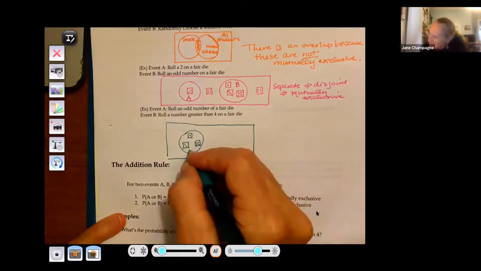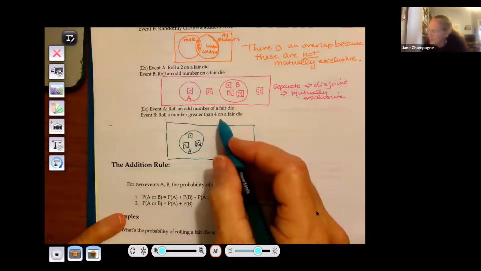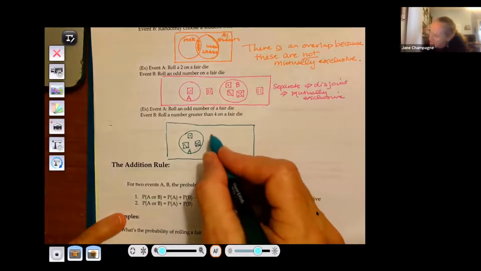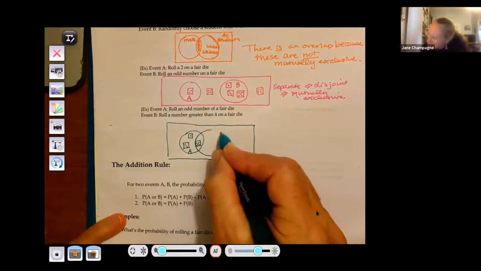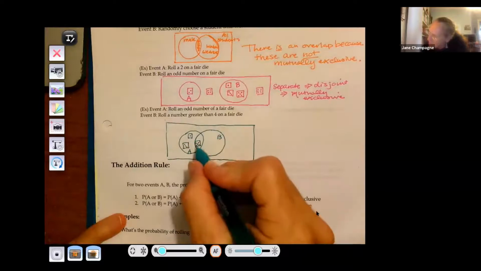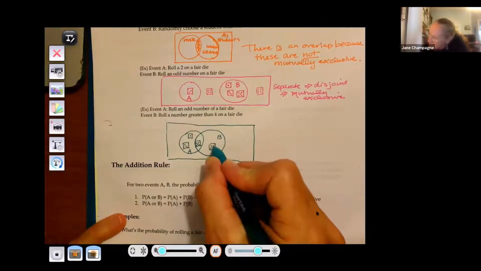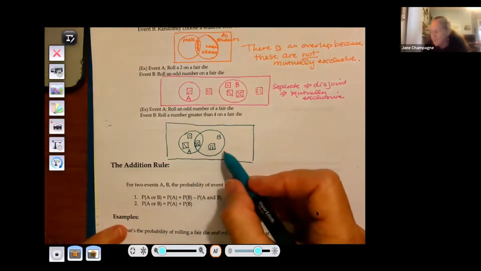All right, so there's event A. B is rolling a number greater than 4. So greater than 4 is going to include 5. So I've got to capture that in my B circle. And here's event B, which is a number greater than 4. So 5 or 6 are the two outcomes for event B.